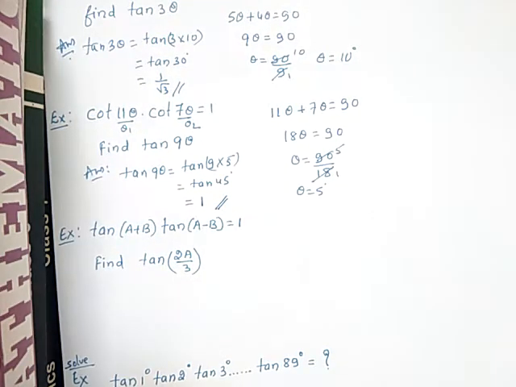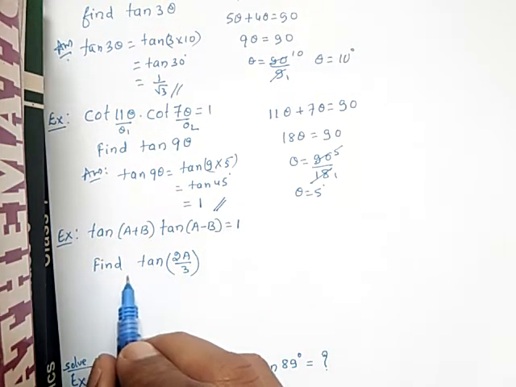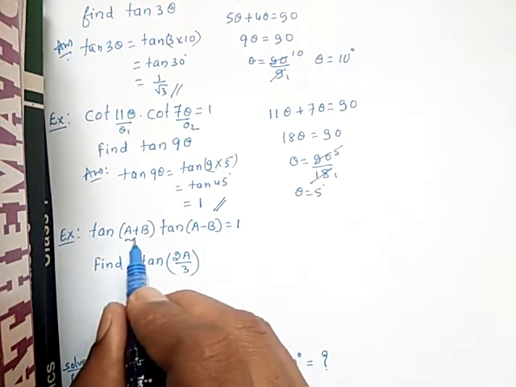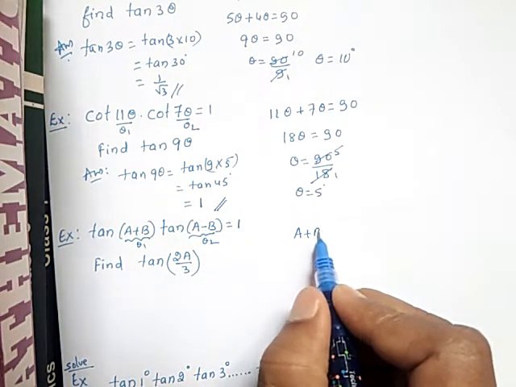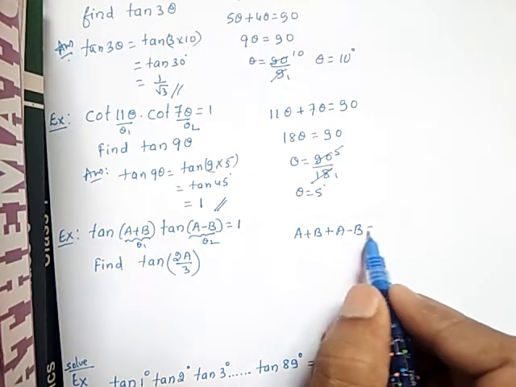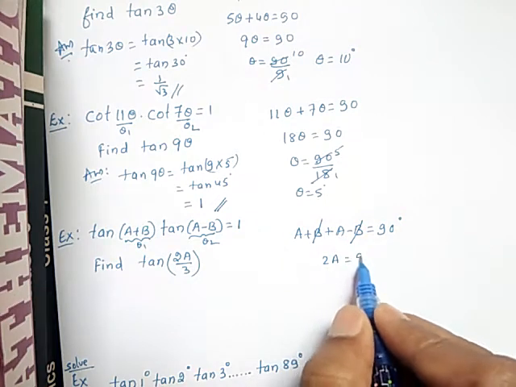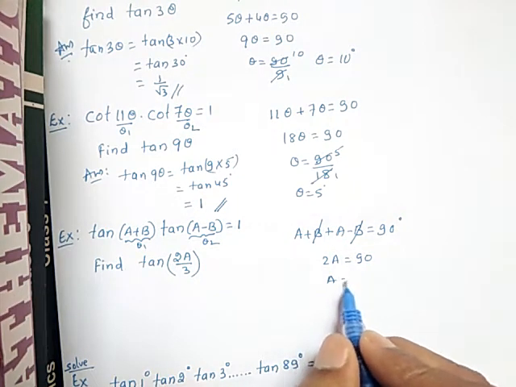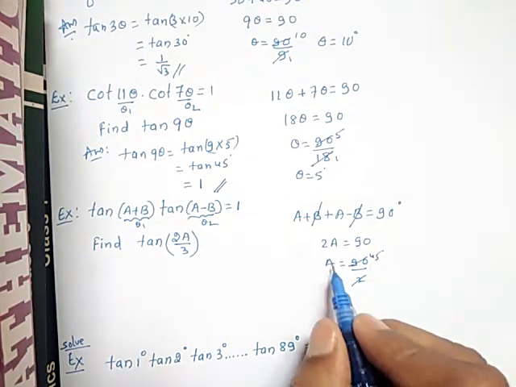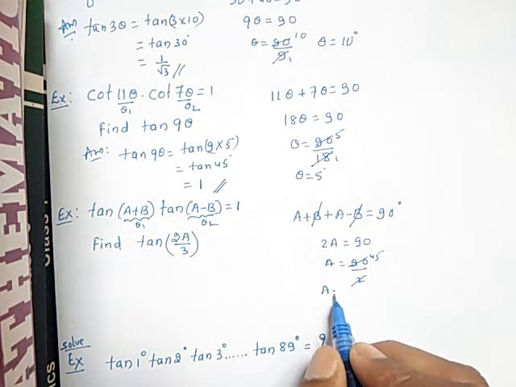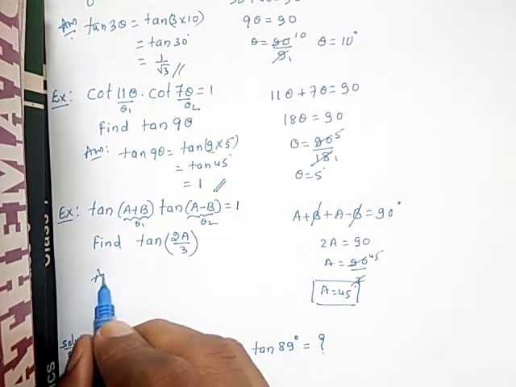Okay. In the same way next one you can see here tan a plus b, tan a minus b is equal to 1. So here find tan 2a by 3. So again this as a theta 1 you can consider, this as theta 2 you can consider. So a plus b plus a minus b is equal to what? It is 90 degrees. So here plus b minus b get cancelled. So 2a is equal to 90 degree. A plus a is 2a. So a is equal to 90 divided by 2. So 2 ones are 2, 45. So a is equal to, now you got what? 45 degree.